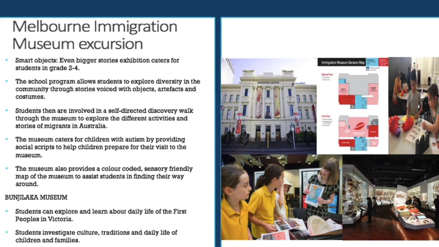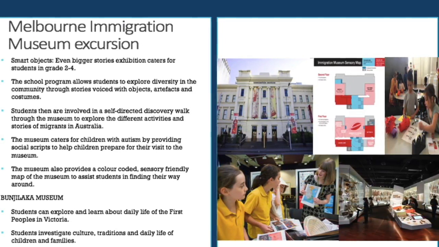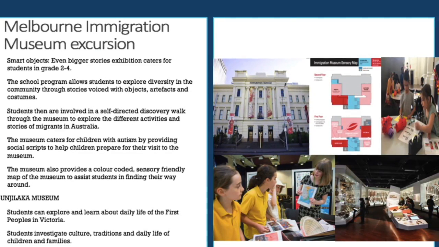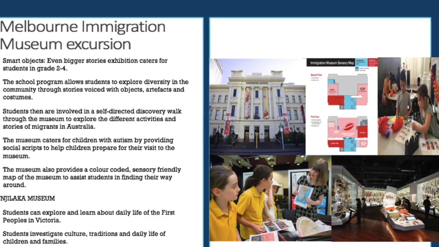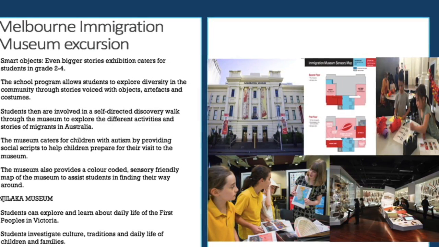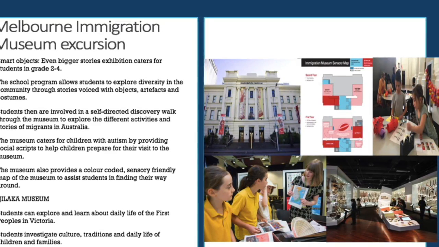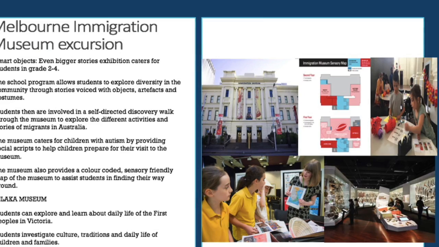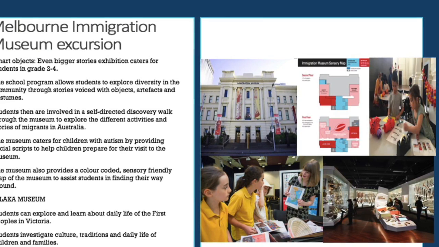Students are then involved in a self-directed discovery walk through the museum to explore the different activities and stories of migrants to Australia. The museum caters for children with autism by providing social scripts to help children prepare for their visit to the museum. There are also activities including looking at letters, suitcases, dress-ups, and interactive activities. The museum also provides a colour-coded, sensory-friendly map of the museum to assist students in finding their way around.